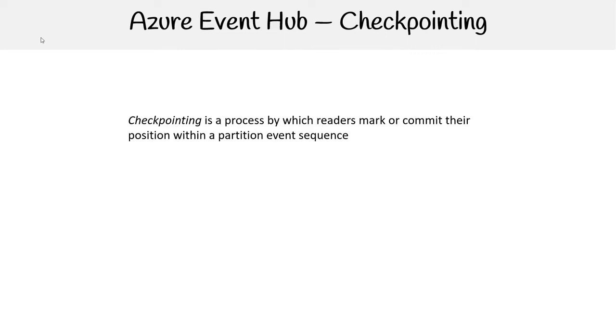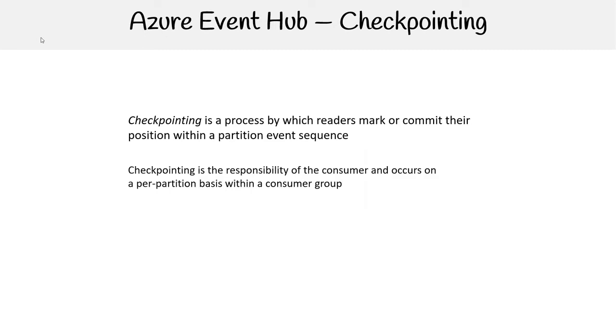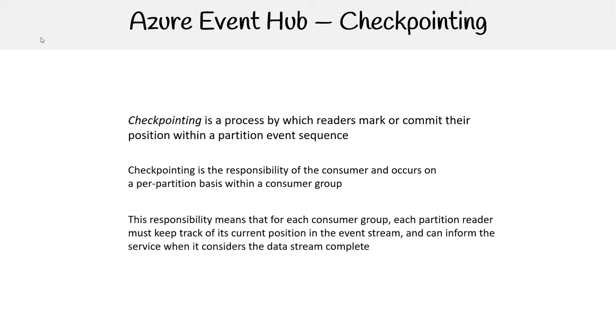All right, let's talk about checkpointing. There's really not a lot to say about it or to visualize it, but it's kind of part of offsets. Checkpointing is a process by which readers mark or commit their position within a partition event sequence. Checkpointing is the responsibility of the consumer and occurs on a per partition basis within a consumer group. The responsibility means that for each consumer group, each partition reader must keep track of its current position in the event stream and can inform the service when it considers the data stream complete.